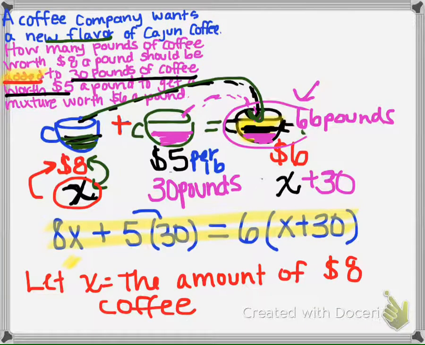So if we poured 66 pounds from this one and 30 pounds of this one, then it's going to form a kind of coffee that we would be able to charge $6 for.